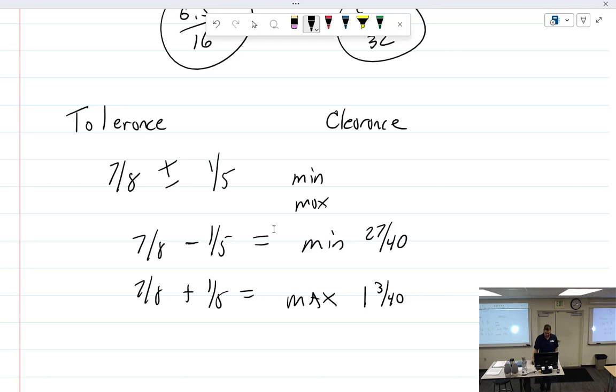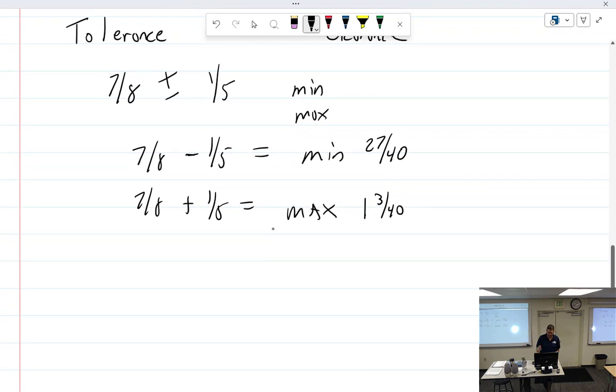All right. I don't really want to work in those kinds of weird fractions. Sorry. I would much rather have this as a decimal. Then I could use what kind of tool? Micrometer, dial caliper, something like that. So what's 27/40 as a decimal? 0.675. I like that. That I can work with. How about 1 3/40?